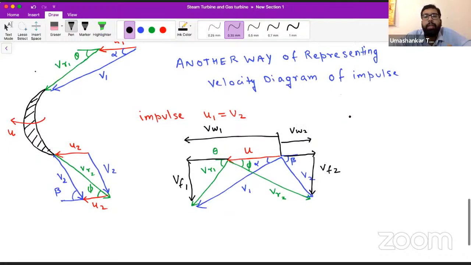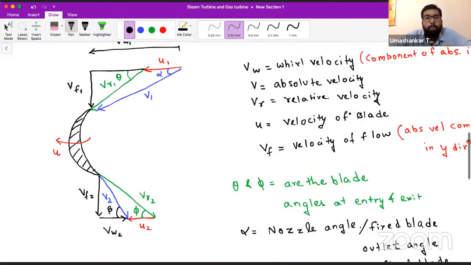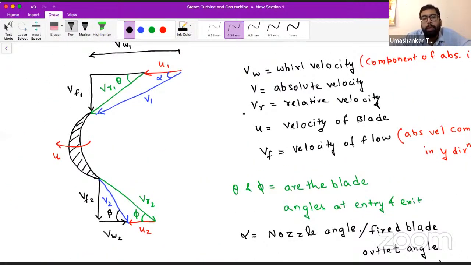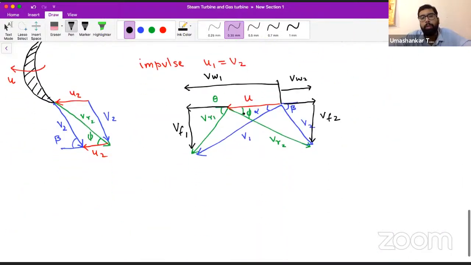Either this way is presented to you, or you have to make it in this way. Can you do it or not? Yes or no? While making the velocity triangle, just do a cross check that all the necessities are being satisfied.